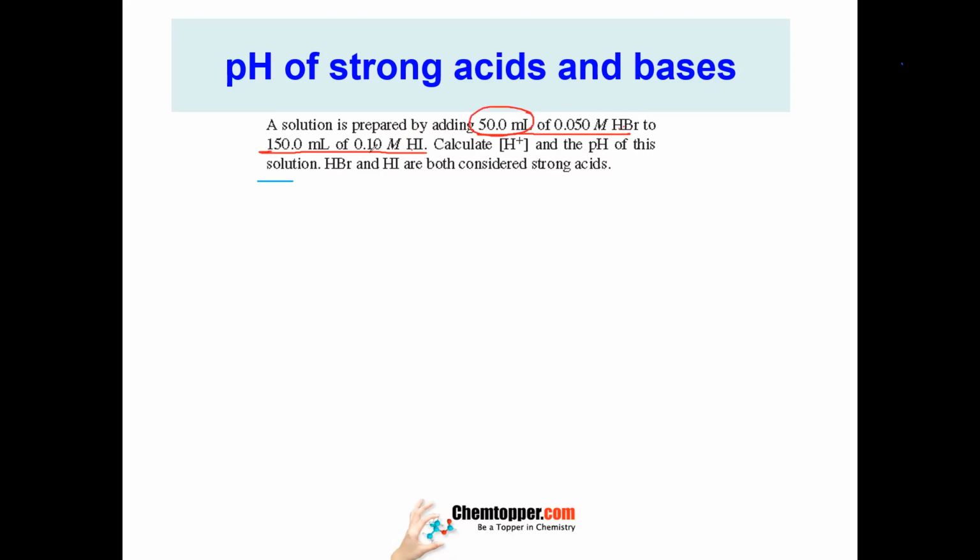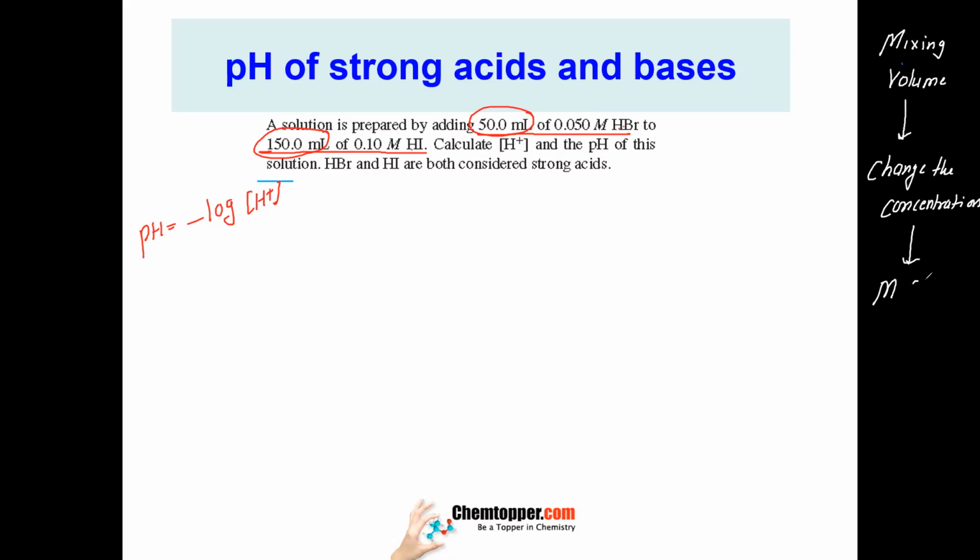But we are mixing volumes. And for the pH, we know that we need the concentration of H plus from both of them. Only then I can determine the pH because both of them are strong. But the problem here is we are mixing volume. So when we mix volume, what happens? I gave you this line earlier also. Mixing volume will change the concentration, molarity changes. You need to calculate new molarity. Only then you can calculate pH.